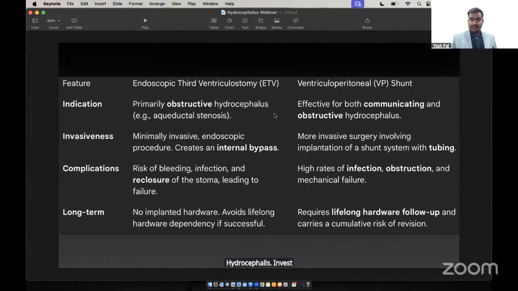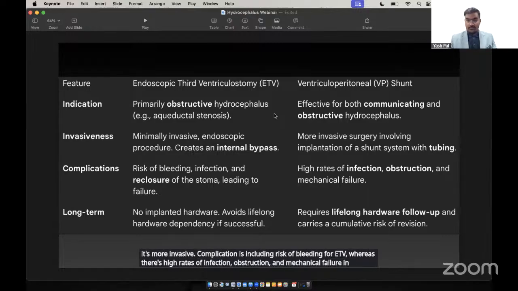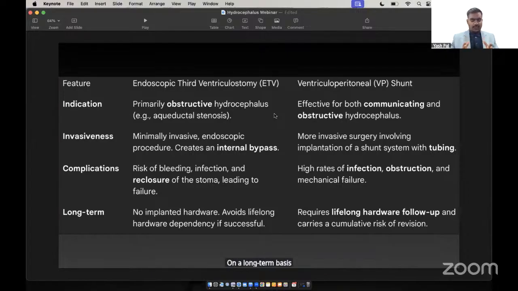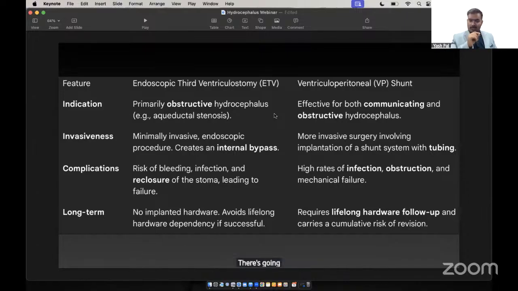Invasiveness for ETV is minimally invasive, whereas for VP shunt it's more invasive. Complications include risk of bleeding for ETV, whereas there are high rates of infection, obstruction, and mechanical failure in the ventriculoperitoneal shunt. On a long-term basis, if we calculate the difference, there's going to be no implanted hardware with ETV. However, there's going to be lifelong hardware follow-up for the ventriculoperitoneal shunt.